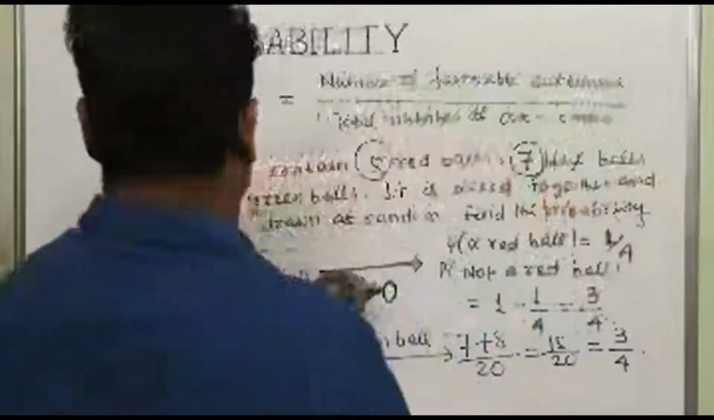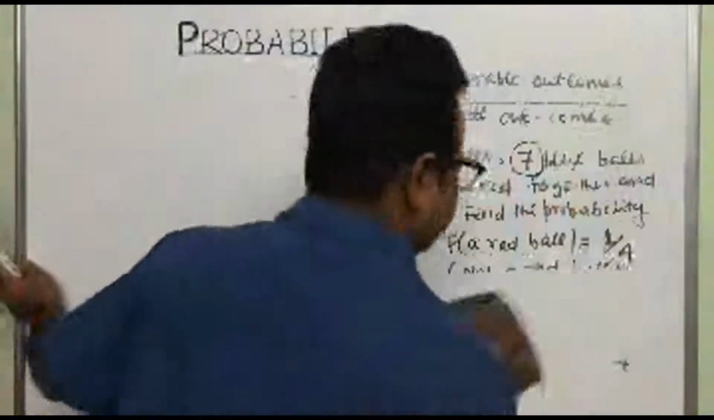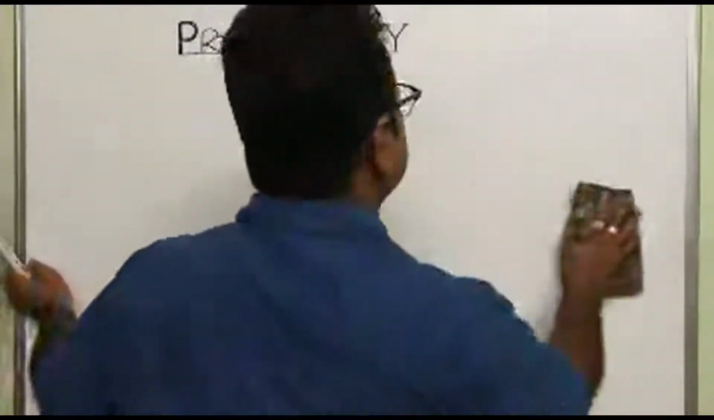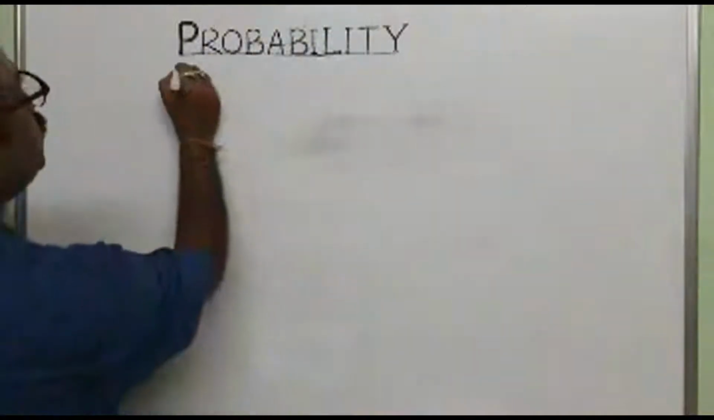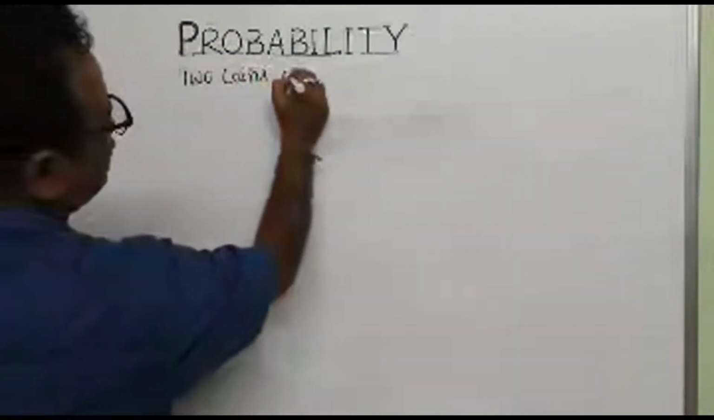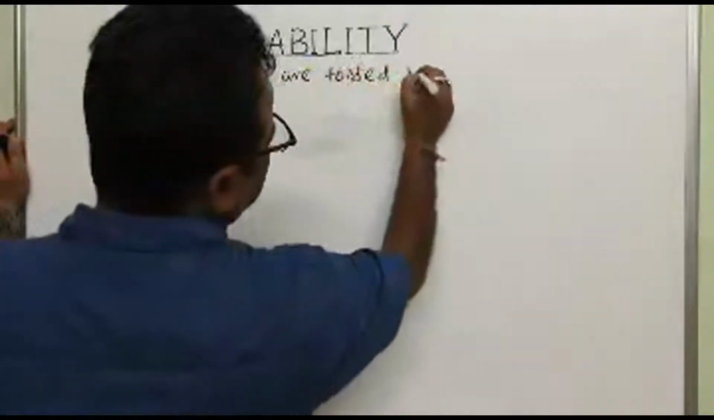Next question. Okay. So now move to the coin. Directly, double coin, 2 coins. Head and tail. So now see, 2 coins are tossed simultaneously.